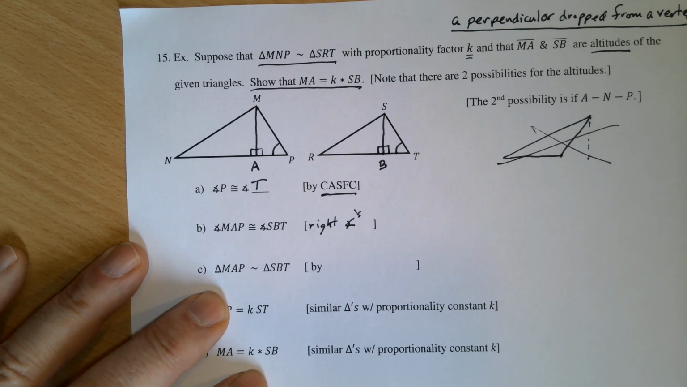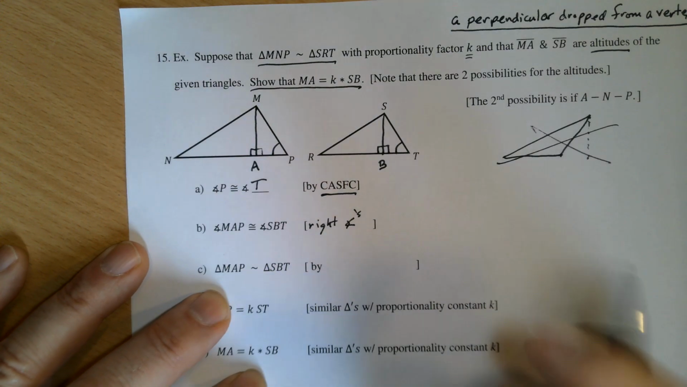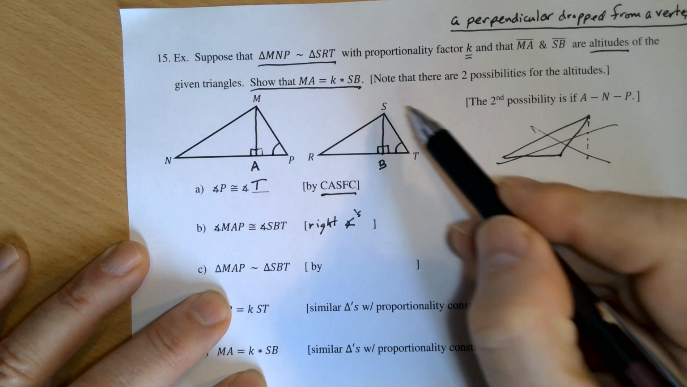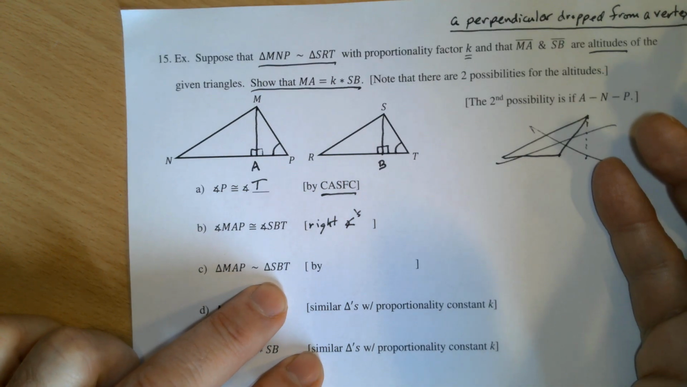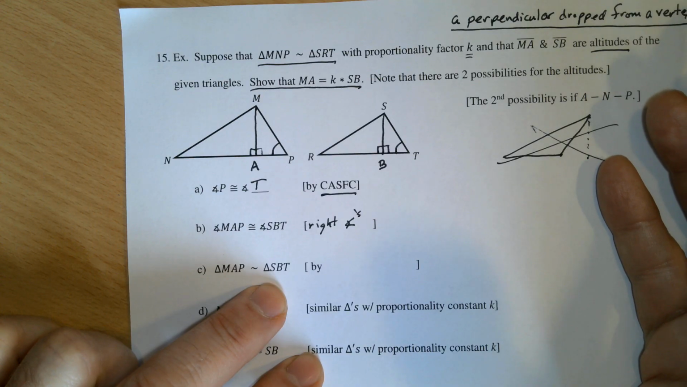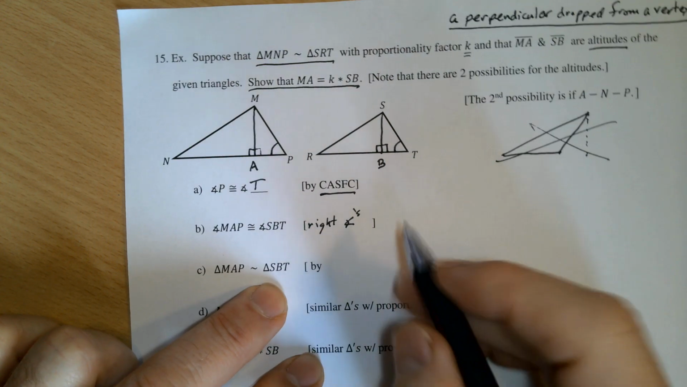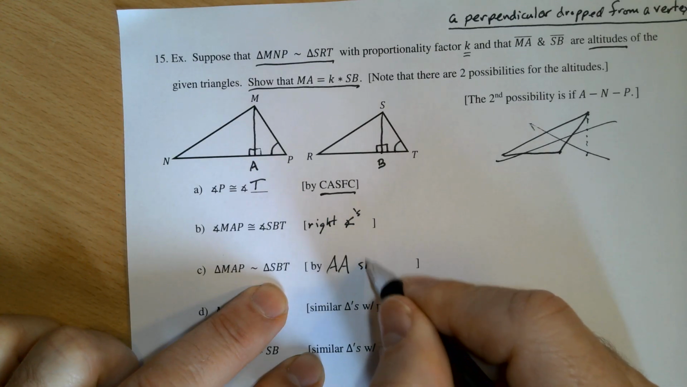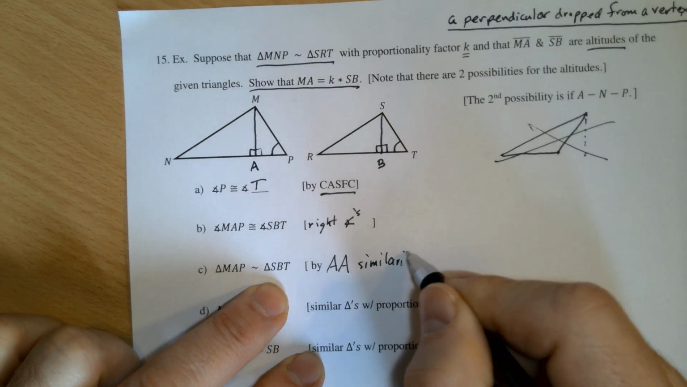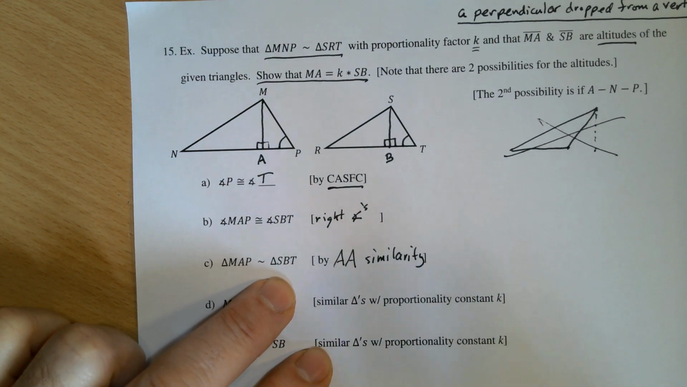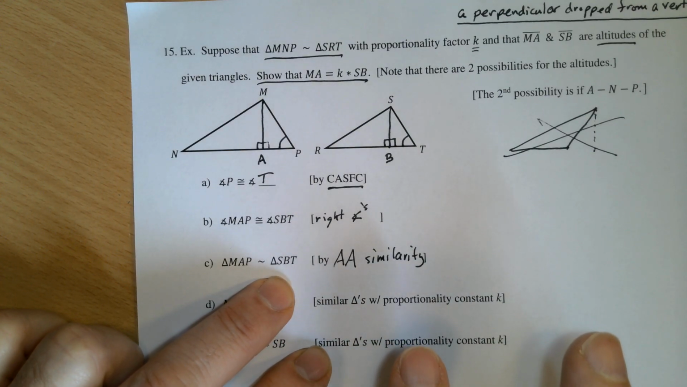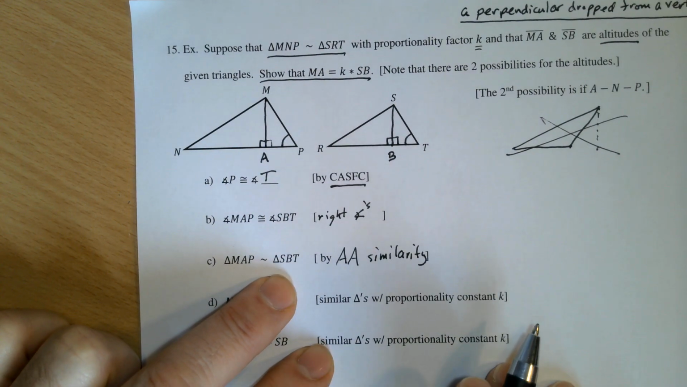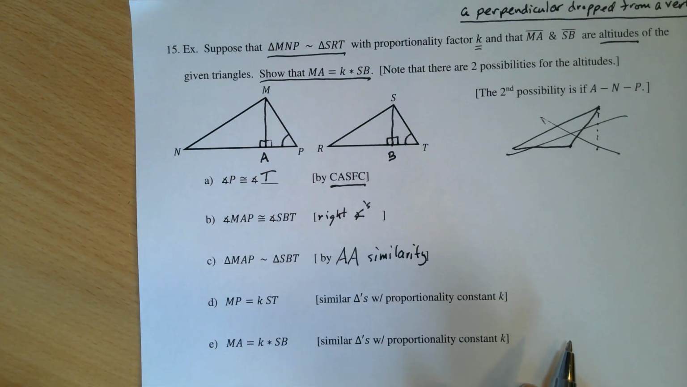And then next we will say that triangle MAP is similar to SBT. Why? Well, angle-angle similarity. If two triangles are such that two pairs of corresponding angles are congruent, well, you know the third one is congruent, and we know that those triangles are similar.